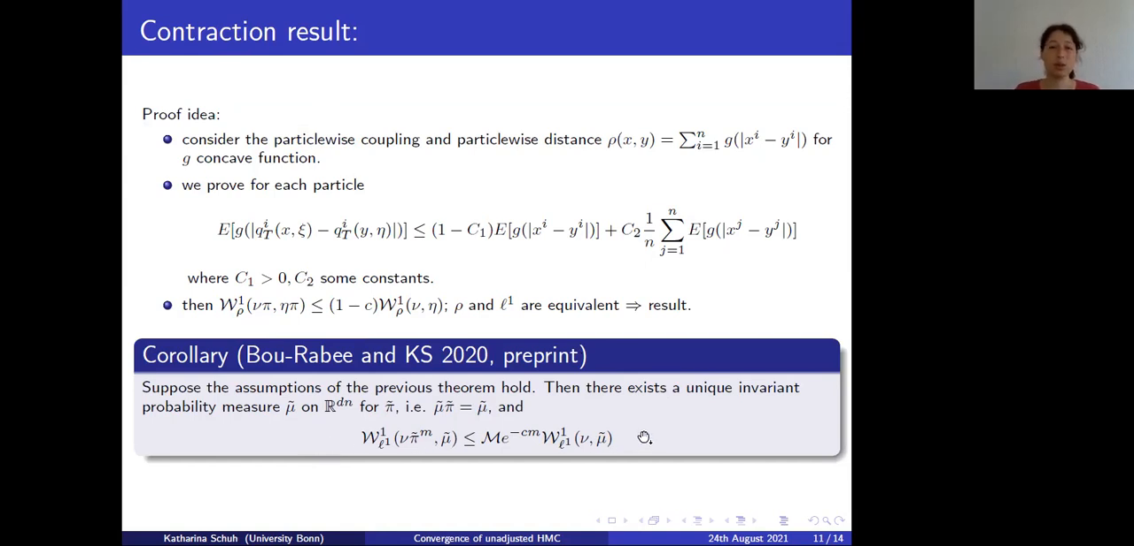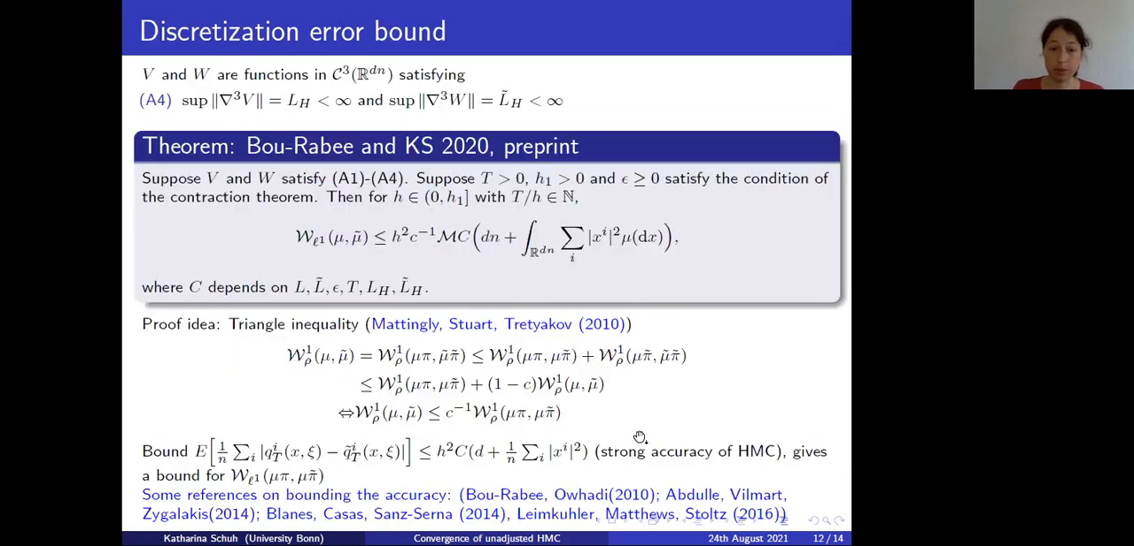But actually we don't want to sample mu twiddle, we want to sample mu. And so in the next step we need to bound the distance between mu and mu twiddle. And therefore we additionally assumed that V and W have bounded third derivatives, and then we could bound the distance between mu and mu twiddle by h squared times some term, which is linear in the number of particles, which actually makes sense since here we take the sum. So in this distance L1, we take the sum over all particles.